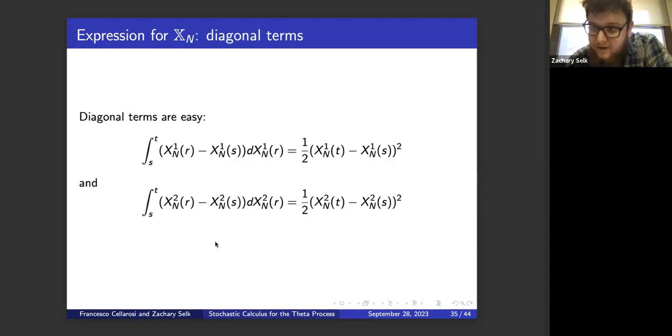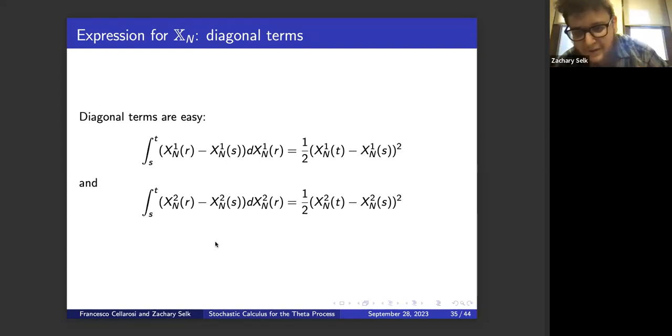The diagonal terms are really easy. For any rough path, the diagonal part is always trivial. You can always define the diagonal terms to be 1/2 the increment squared. And this is true just by, or it's not even a definition, it's just an equality here, right? And this is just by the u-substitution.